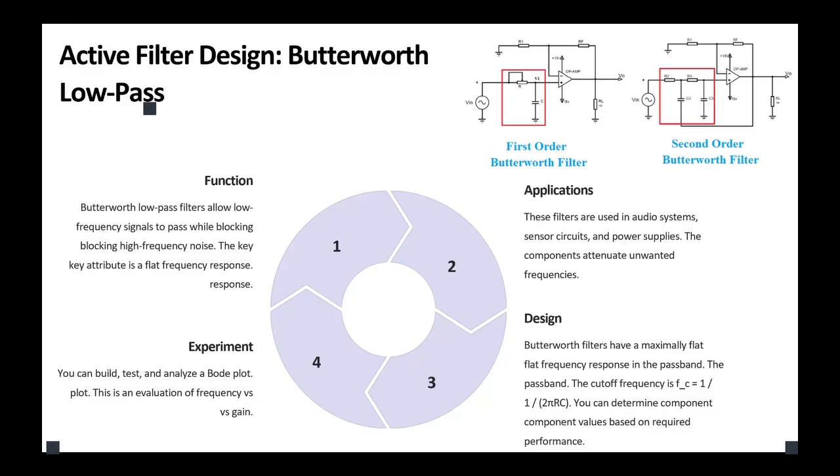We have a band stop, which works as the opposite of the band pass filter. We also call it a notch filter, so it blocks a specific range of frequencies.